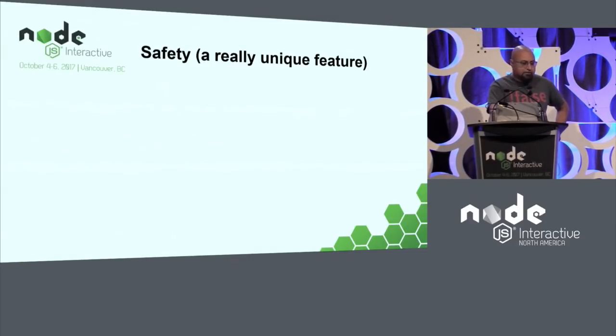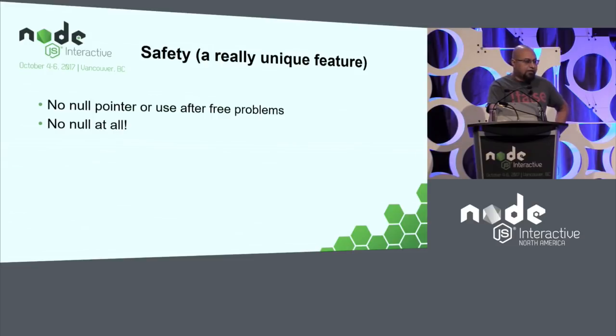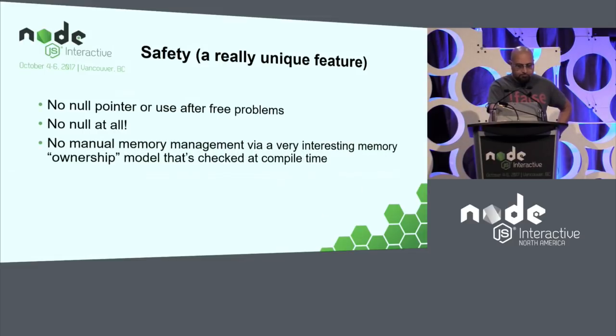And so safety. The safety is actually a pretty unique feature. You can't have null pointers in Rust, where you've freed something and then you try to use it, or you try to use it before it's assigned, like you kind of get in JavaScript occasionally, where you'll get "can't call blah blah blah of undefined." You'll never see that in Rust. In fact, there's no null at all. There's no such thing as null in Rust.